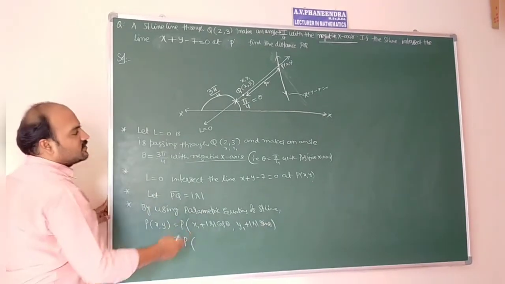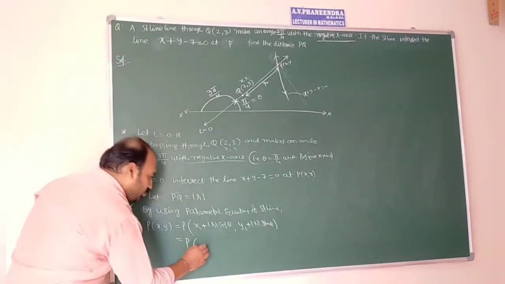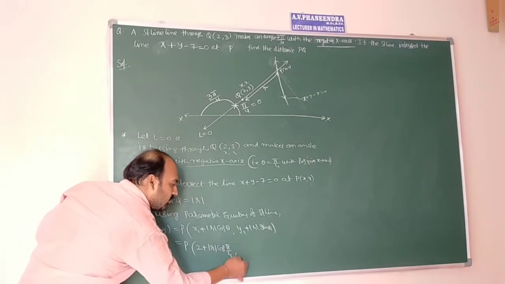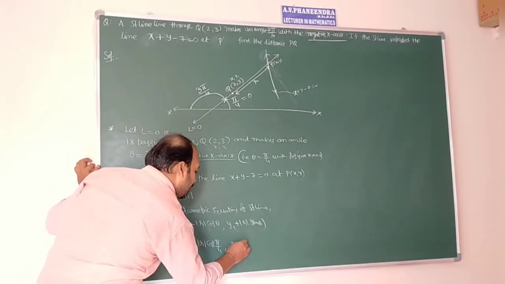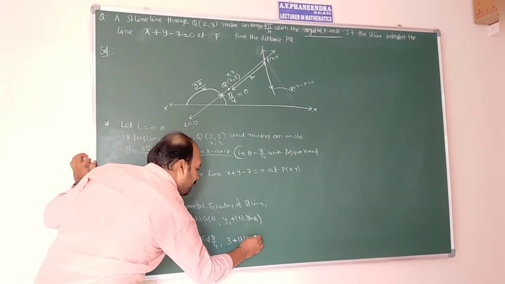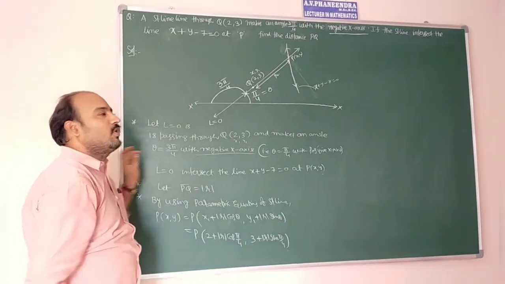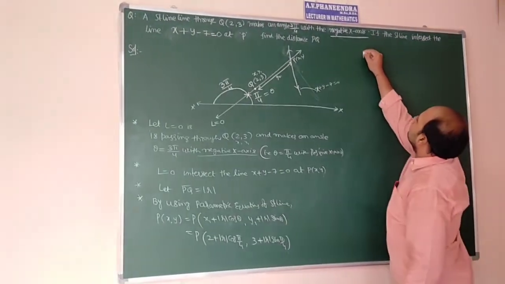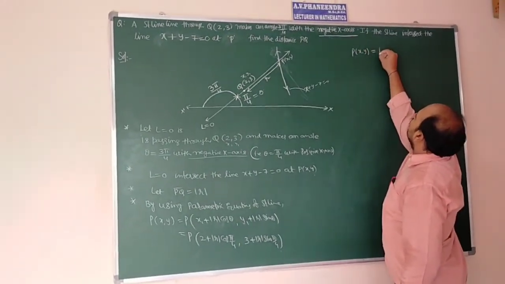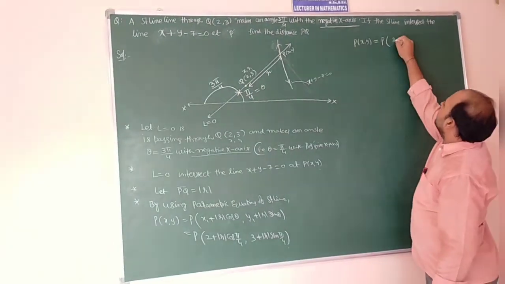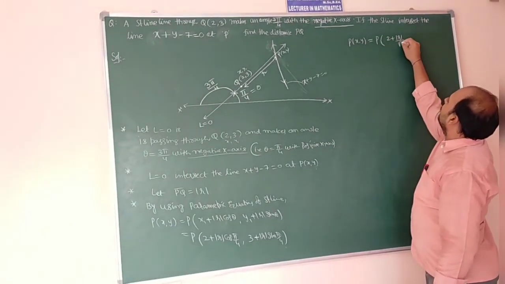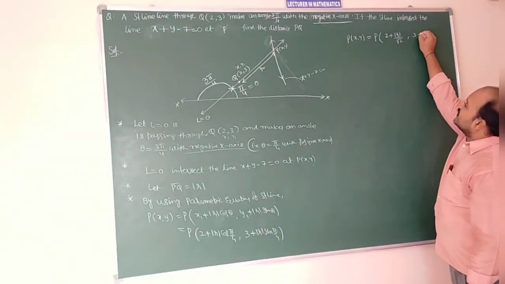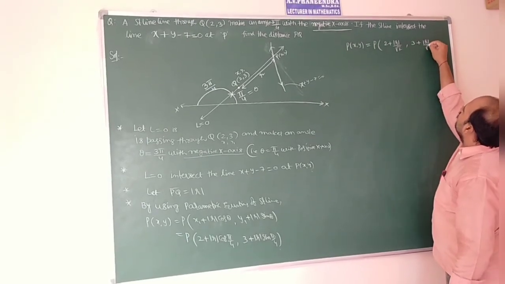P equal to x1 means what? 2 plus mod r into cos pi by 4, y1 means 3 plus mod r into sin pi by 4. We are taking the pi by 4 angle as positive now. So P of x comma y is equal to P of 2 plus mod r into 1 by root 2, since cos pi by 4 and sin pi by 4 both values are 1 by root 2, 3 plus mod r into 1 by root 2.